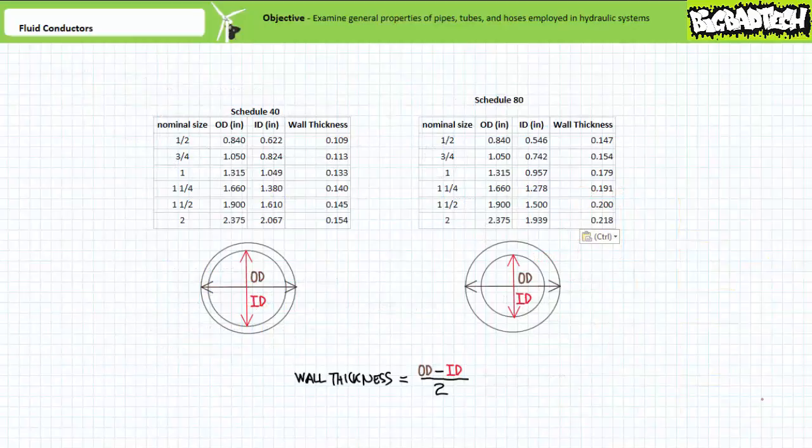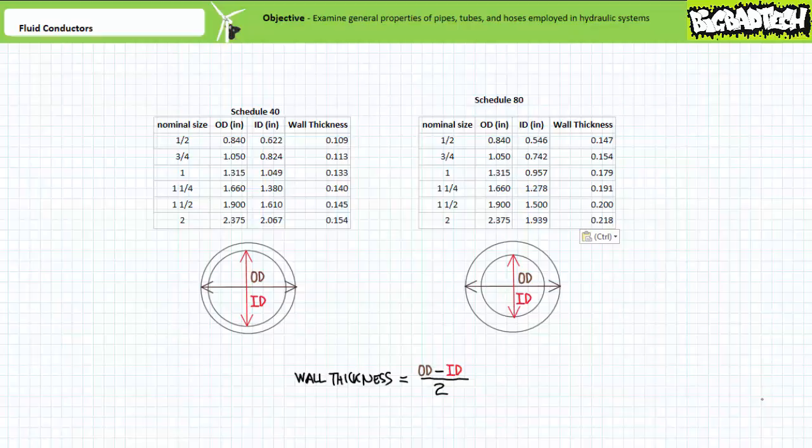Pipes are sized using two dimensions and a schedule specification. Outer diameter, commonly abbreviated OD, and inner diameter, commonly abbreviated ID, as their names imply, specify the outer and inner diameter of a pipe. Schedule refers to wall thickness, with Schedule 40 being standard and Schedule 80 being for higher pressure applications because of their thicker walls. Pipes are customarily sized using their nominal OD.